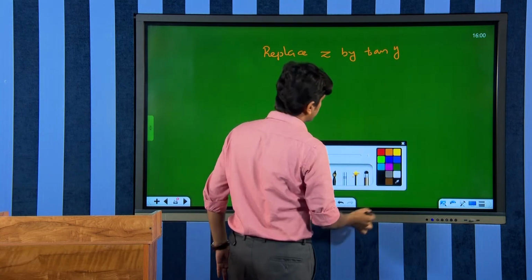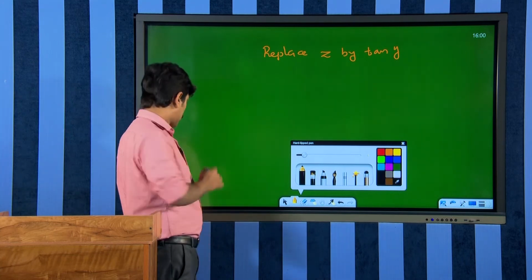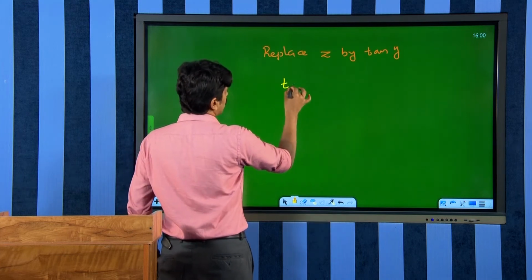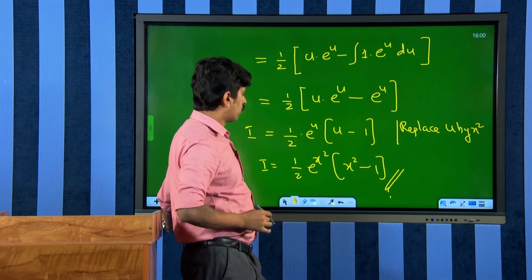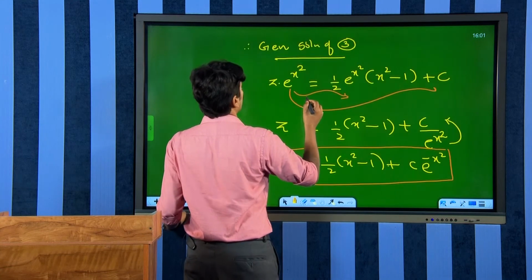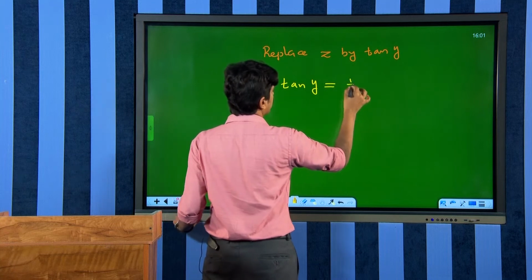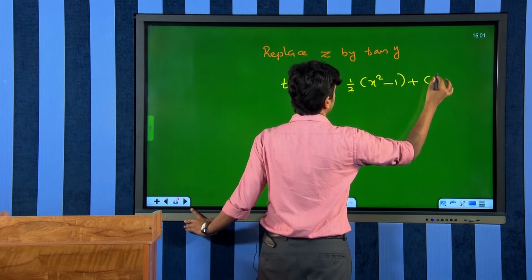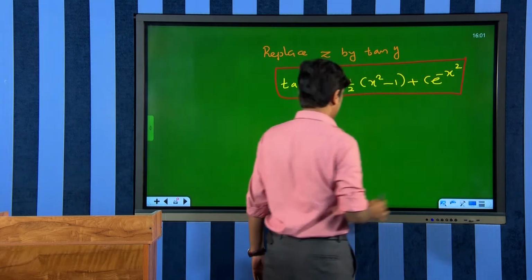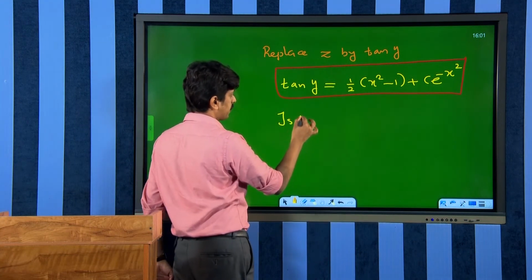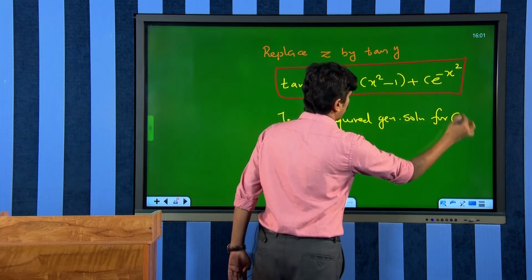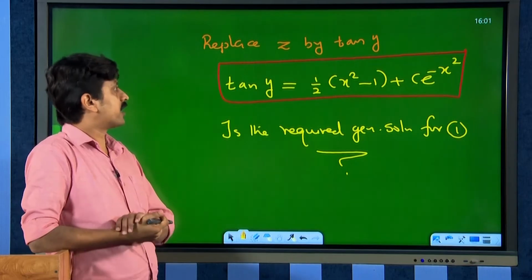Finally, we replace z by tan y. So, we will have the equation z is equal to tan y, tan y is equal to 1 by 2 into x square minus 1 plus c e raised to minus x square. This is the required general solution for equation 1, that is the given differential equation that we solved like a Bernoulli's equation.